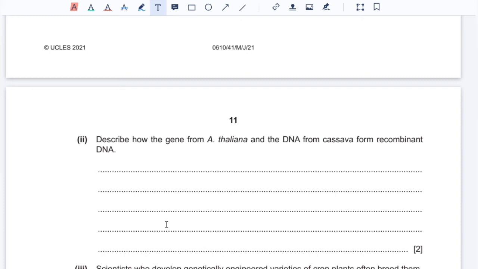So the restriction enzyme which cuts the gene out of the A. thaliana will be used to cut the DNA of the cassava plant so that sticky ends are produced in both of the DNA, and this will produce sticky ends that are complementary to each other so they can bind to each other, and DNA ligase will then insert the gene from A. thaliana into the cassava DNA.